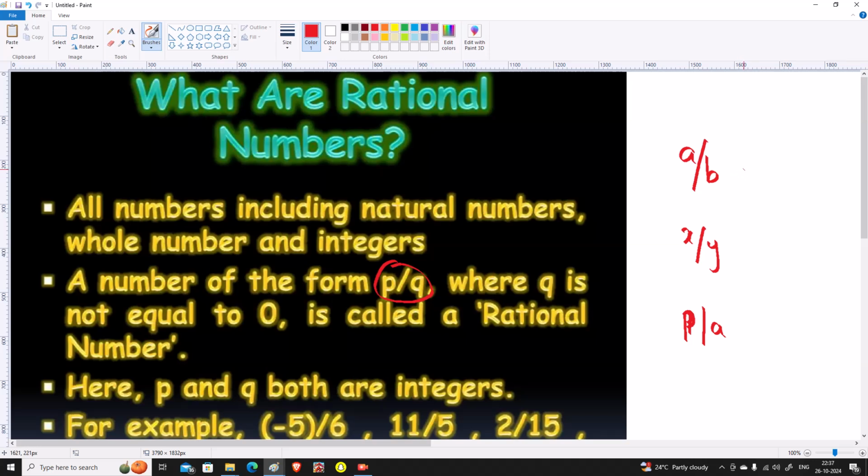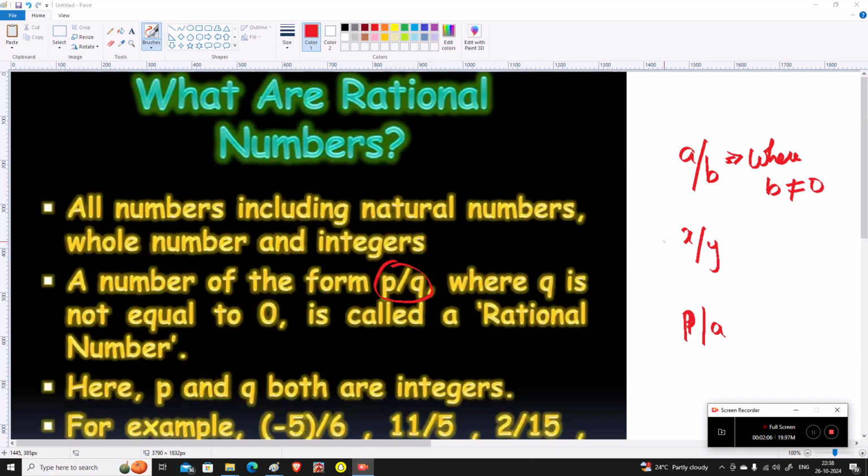So, what is the main condition for the P by Q? The number which can be written in P by Q, but a very important condition: the denominator should not be equal to 0. What is the denominator? In the first one, the denominator is B. So, the number which can be written in the form A by B, where B is not equal to 0. B can be any non-zero number, but if 0 comes, it's not a rational number.